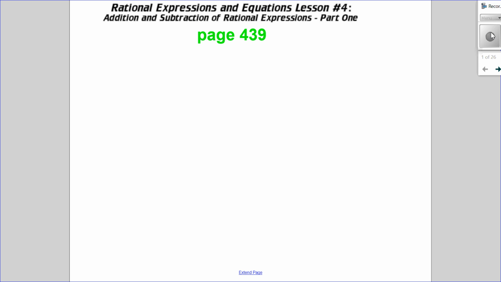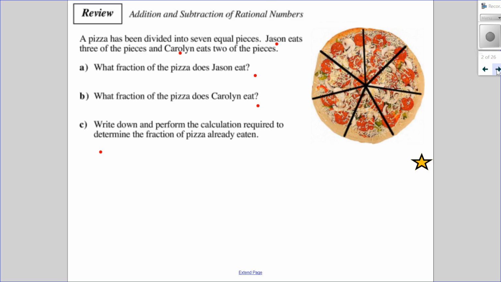Kathy's Gatos here. Welcome to Chapter 7, Lesson number 4, Part 1 of 2 parts for adding and subtracting rational expressions. So before we get into adding and subtracting with variables, let's review how to do that with numbers.